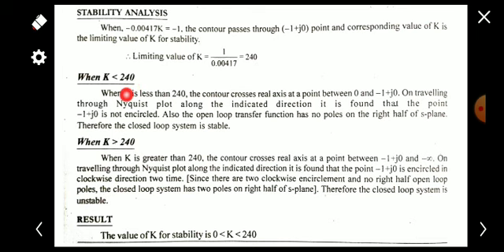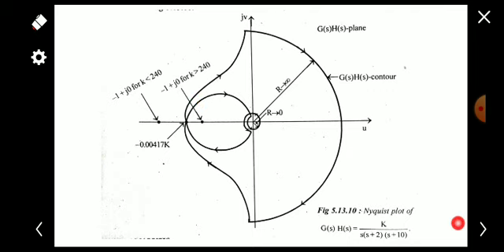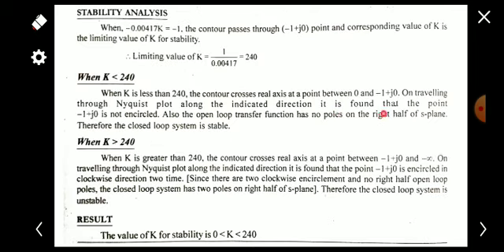When k is less than 240, what happens? This crossing point will be between 0 and minus 1 plus j0. We are assuming this crossing point as minus 1, and corresponding to that assumption, the value of k is obtained as 240. If the value of k is less than 240, the contour crosses the real axis at a point between 0 and minus 1 plus j0. On traveling through the Nyquist plot along the indicated direction, it is found that the point minus 1 plus j0 is not encircled. So that is for k less than 240.